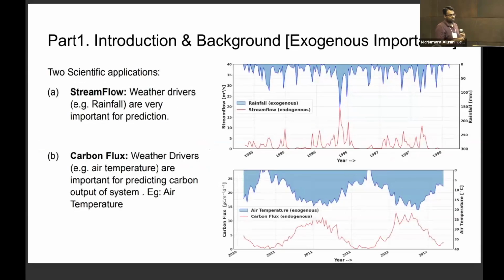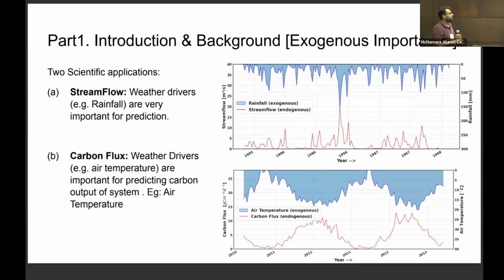And why is category D important for environmental application? Right now, these are the 2 case studies. This one is for the stream flow. On the top, we have the rainfall. On the bottom, we have the stream flow. If we just predict the stream flow using existing time series approaches, we can see that we are not able to predict the peaks, which are basically dependent on the weather drivers, here the rainfall. If we see the peaks, they mostly correspond to the rainfall. So in order to do a better job at future prediction of stream flow or any other variable, we have to consider the exogenous variable in this case.